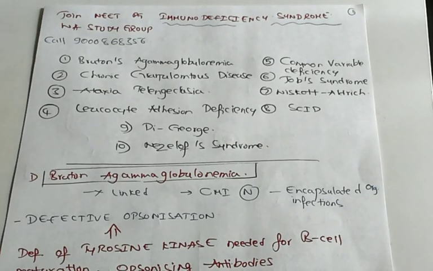This is all what you need to know about primary immunodeficiency disorders. Why are they called primary? Because if you get HIV infection, then that is called acquired immunodeficiency. These are all the things that are happening because of our birth. That is the reason they are called primary.